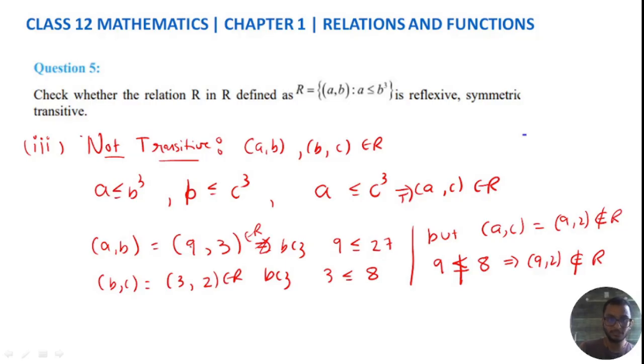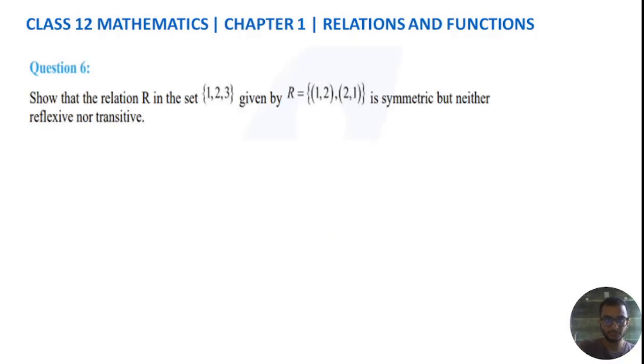Now you understand why I took 9 here: I wanted to pick a big number so that it would not happen that a is less than or equal to c cube. That's what the intuition was. So we are done with this question. We have shown it is not reflexive, neither symmetric, nor transitive. Let's move to the next question.